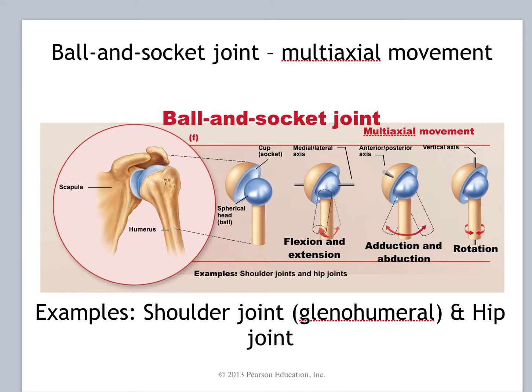And then the ball and socket joint is the final type of joint. This is a multi-axial joint because it moves in at least three planes of motion: flexion and extension, adduction and abduction, as well as rotation. So three different types of movement are present in this joint. This is a ball and socket joint. The two ball and socket joints are the shoulder, where the humerus articulates with the glenoid cavity, and also the hip joint.